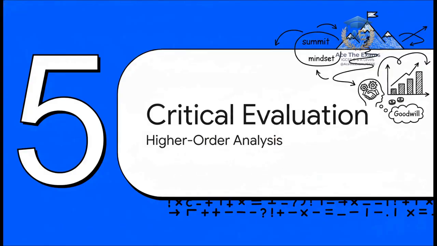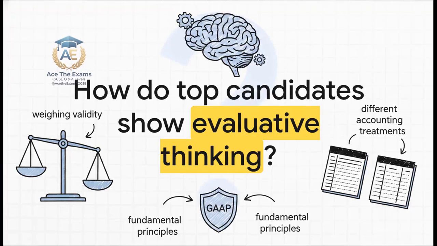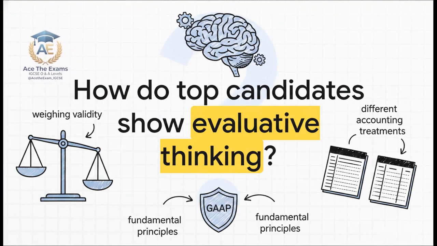Finally, we've reached the summit. Section 5. Mastering Critical Evaluation. Let's figure out how to step beyond the basic math and actually step into the mindset of a chief financial officer. This question right here is the ultimate key for breaking into the highest possible scoring bands on your exam. How do you actually demonstrate evaluative thinking?